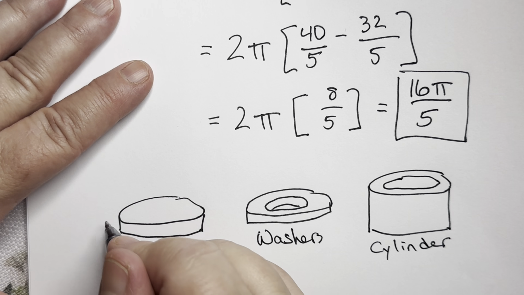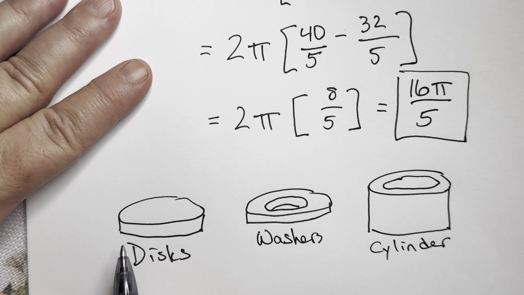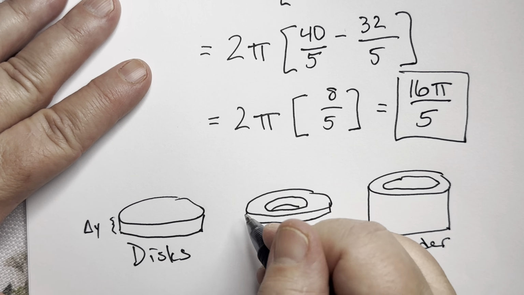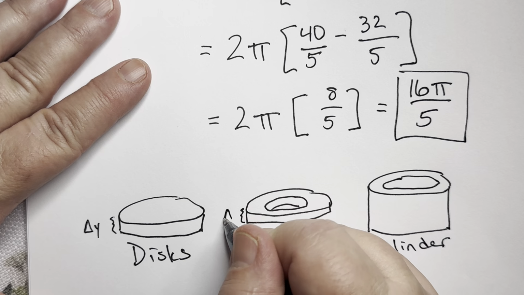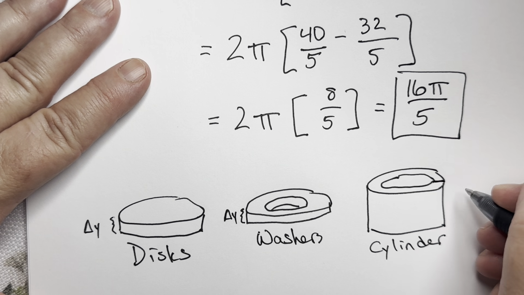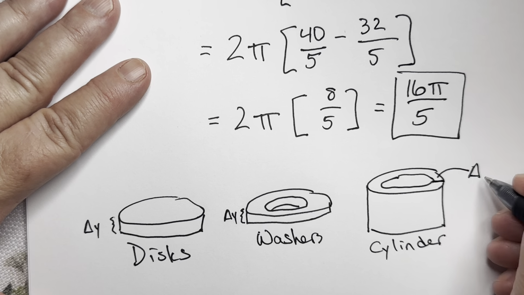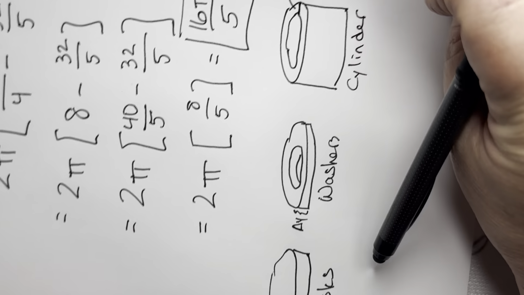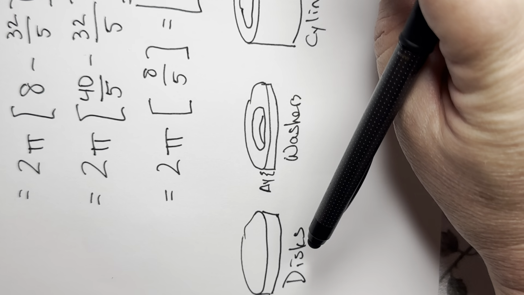Now for discs, if the disc is oriented this way, this is a delta Y. The washer, this is a delta Y because this is the skinny side. Here, this is going to be a delta X. And then if you took your paper and it reversed, they were going the other way.